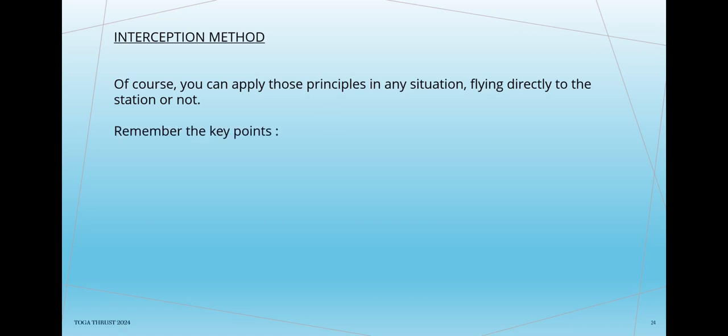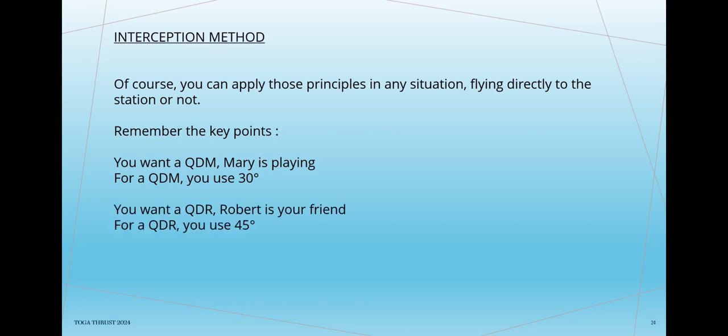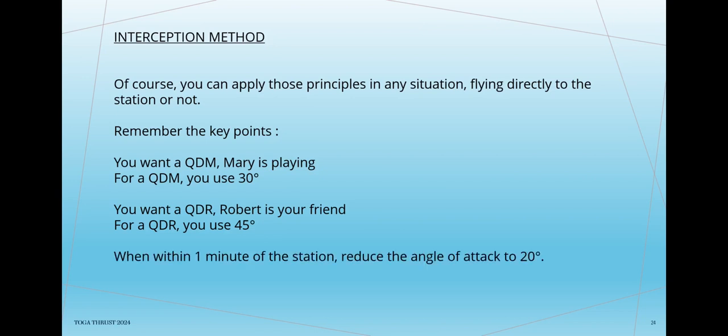Remember the key points. You want a QDM, Mary is playing. For a QDM, you use 30 degrees. You want a QDR, Robert is your friend. For a QDR, you use 45 degrees. When within 1 minute of the station, reduce the angle of attack to 20 degrees.